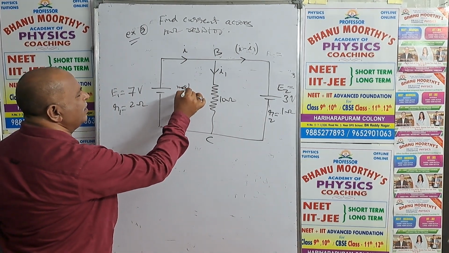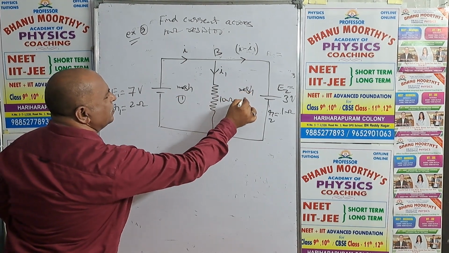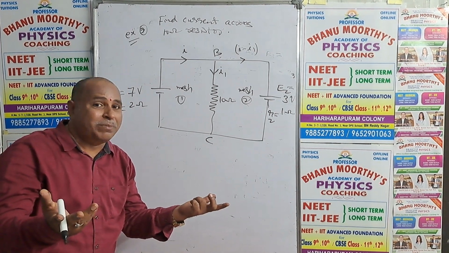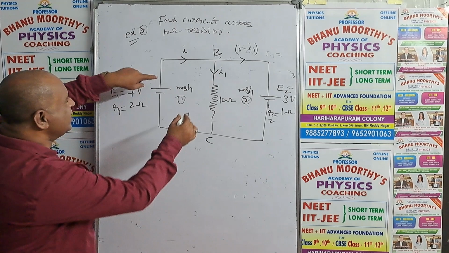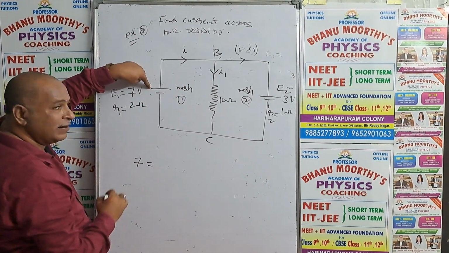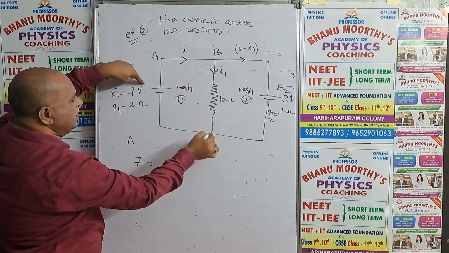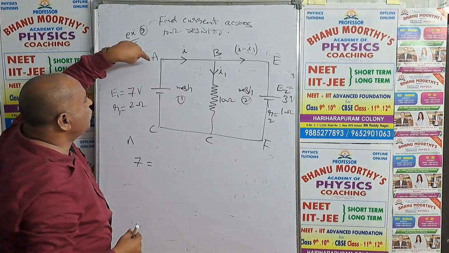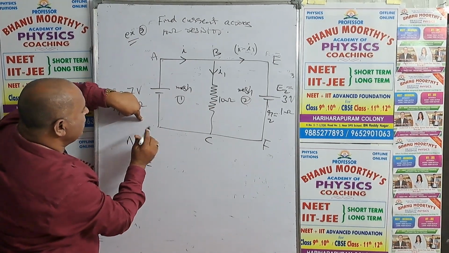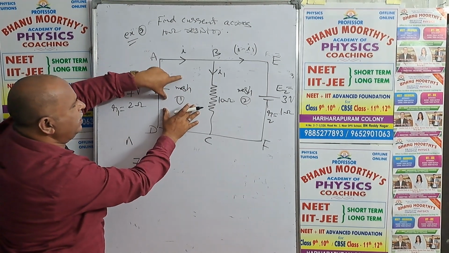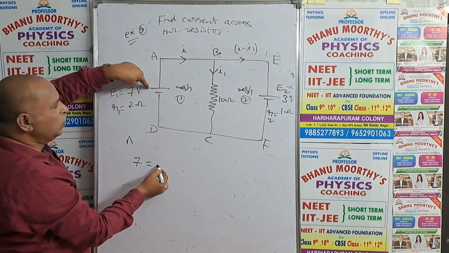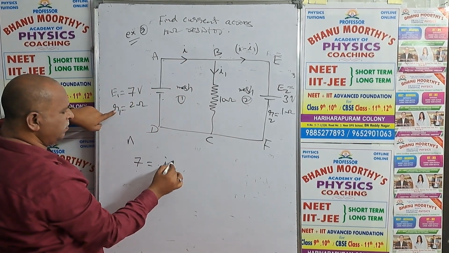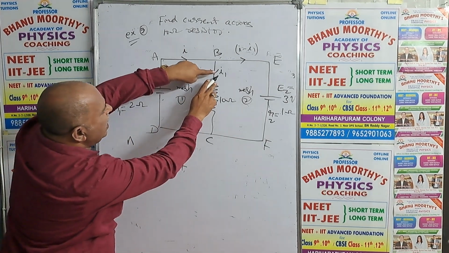This is mesh number 1. This is mesh number 2. So in mesh 1, what is that? Sum of EMFs equals sum of PDs. Same method again. Okay. Sum of EMFs means 7. This mesh is A, B, C, D, E, F. We are putting symbols like this for our convenience. So from this mesh A, B, C, D and A, in mesh number 1, sum of EMFs means 7 equals sum of PDs. Sum of PDs means I into R1 plus I1 into 10.